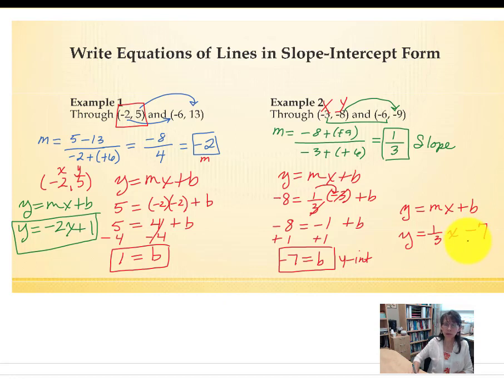So we are not writing plus -7. We're simplifying that. Adding a negative number is the same as subtraction. So make sure you're writing that correctly.